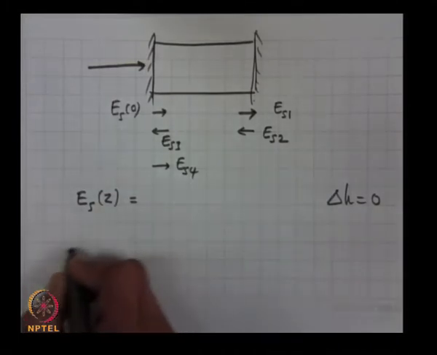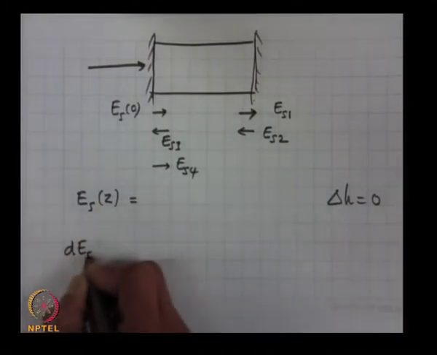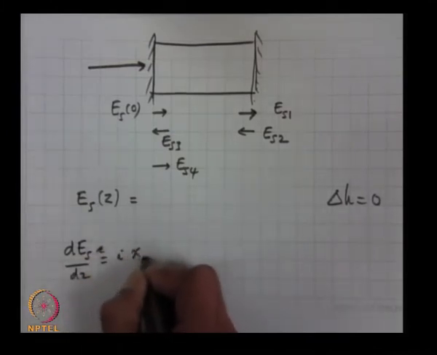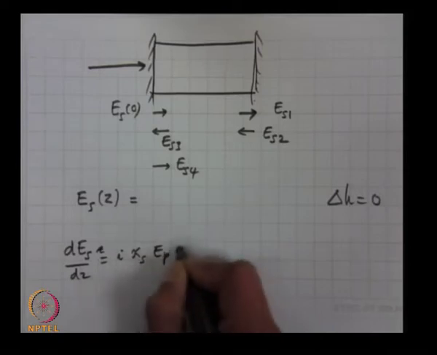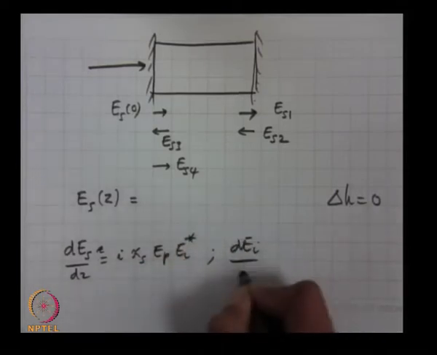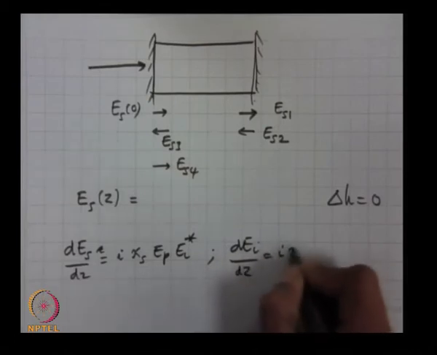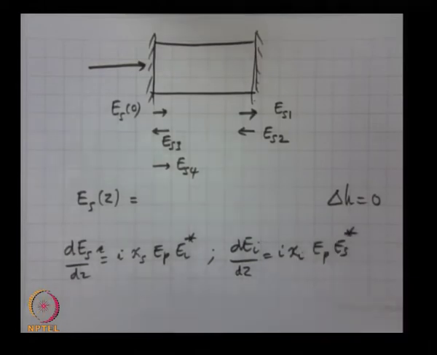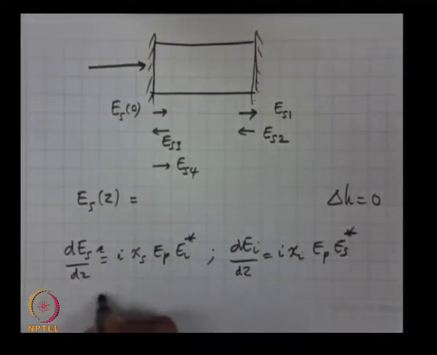Let me write out the equations. dEs/dz is equal to i kappa_s Ep Ei*, and dEi/dz is equal to i kappa_i Ep Es*. I differentiate the first equation.